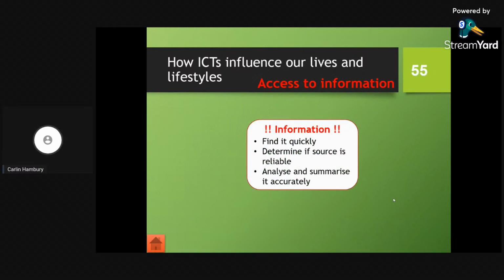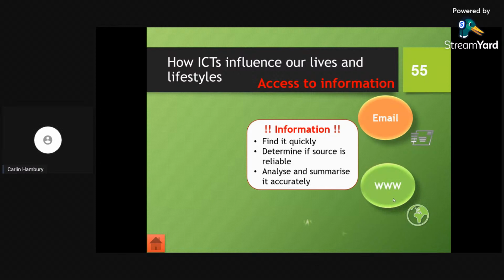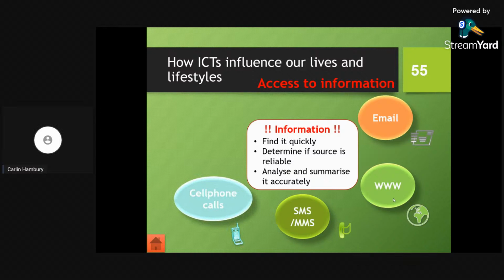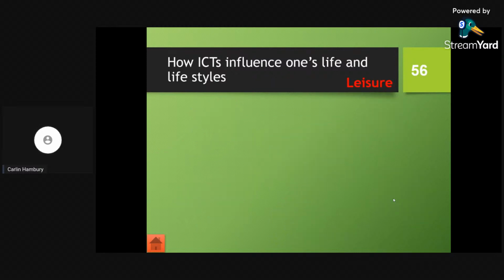So, access to information. Now, we know these days with the internet, there's a vast amount of information, but we need to be able to find things quickly, determine if it's reliable, analyze and summarize it. Now, I'm not going to go into detail on that because this is exactly what you had to do when it came to your PETs. You had to go and find information, check everything, see if it's reliable, if it's accurate, if you can use it, and then decide if it's going to fit into your PET. And we've got a number of different sources from which we get information these days.